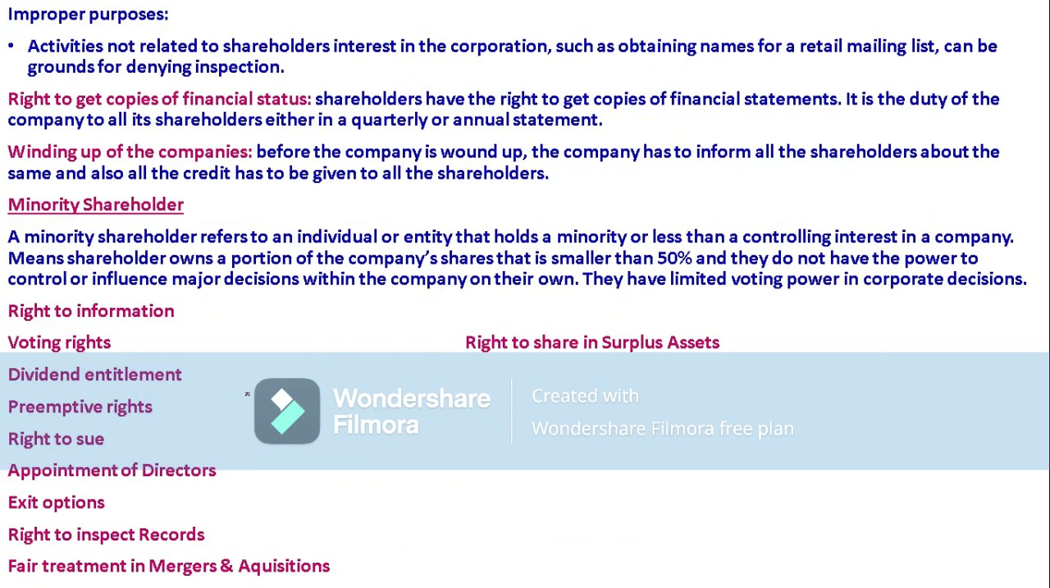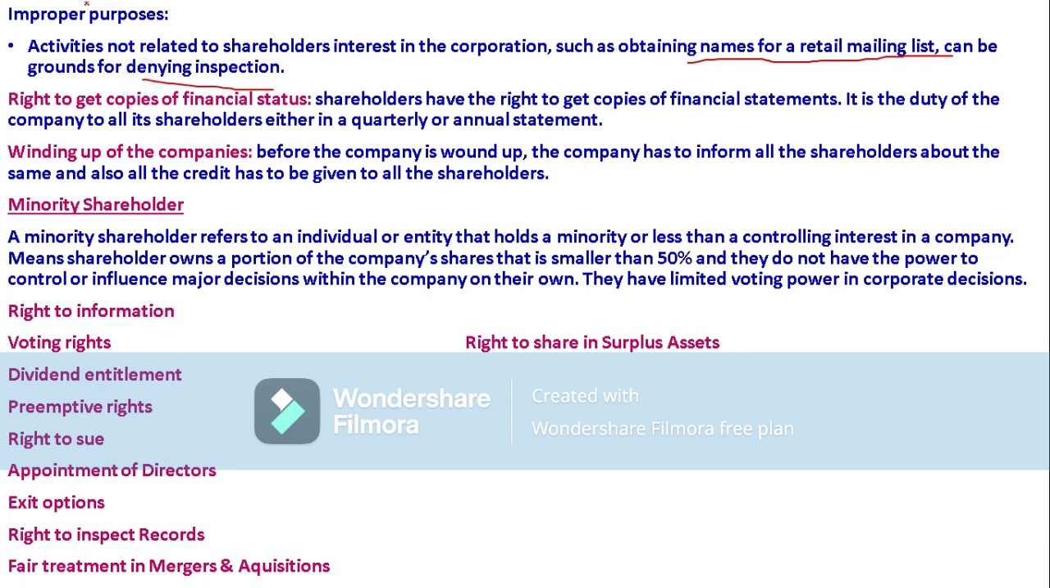And coming to improper purposes, what are improper purposes? Means activities not related to shareholders' interest in the corporation. Okay, so why we have to inspect the company's records and the books? We have to mention the reason. So the reasons may be proper purposes and improper purposes. So if it is an improper purpose, what does it mean? It doesn't relate to the interest of the shareholder, such as obtaining names for a retail mailing list, which can be grounds for denying inspection.